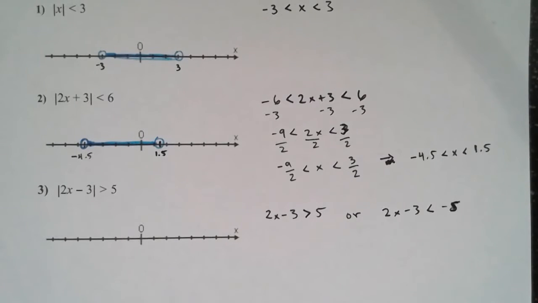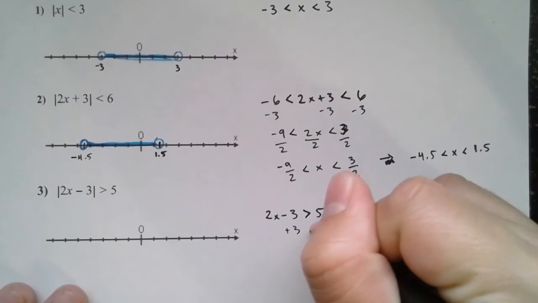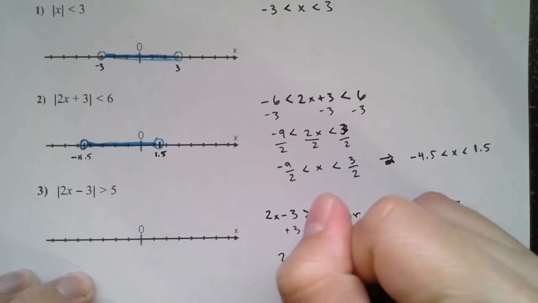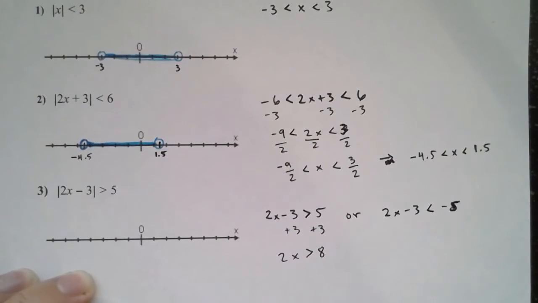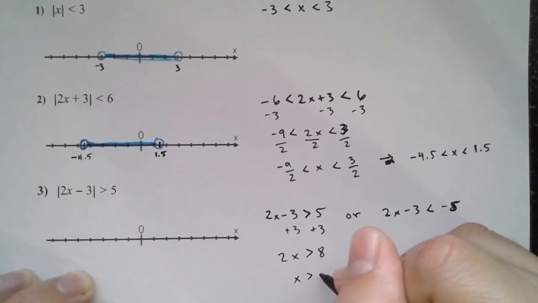So that's it. That's how this single expression here breaks up into 2 expressions. From there you would solve two inequalities. Again, you would plot both of them as well. So I have, add 3 to both sides. I get 2x is greater than 8, and then I'll get x is greater than 4.